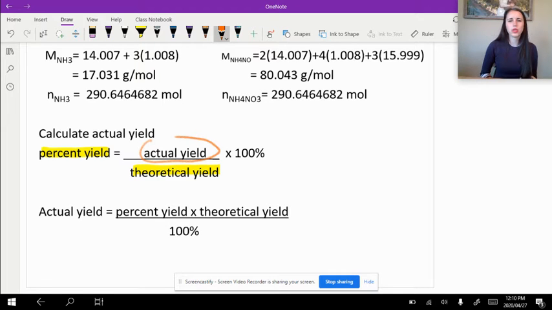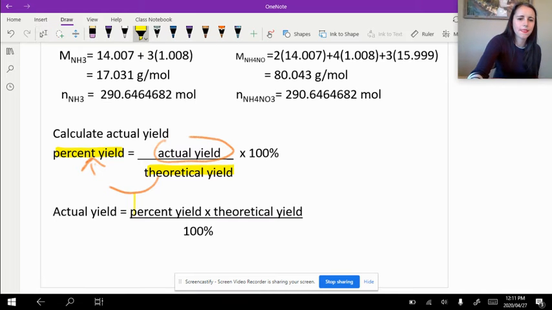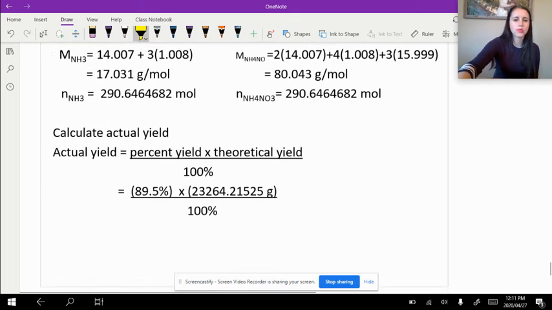So if we go ahead and rearrange our equation, we get actual yield by itself. We are going to move theoretical yield over to this side here. That means you're going to be multiplying by theoretical yield. And when I'm multiplying by 100 on one side, that means I want to divide by 100 on the other side. Now I've got percent yield. It was given to me in the question. Now I've got theoretical yield. I just calculated that. So all I have left to do is to plug in my numbers.